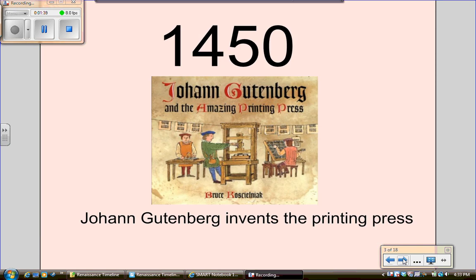In 1450, Johann Gutenberg made a truly revolutionary invention. This was the invention of the printing press with movable type that could print numerous copies of books very quickly. As a result of this, many books were printed, and the ability to learn from books became far more widespread than it ever had been.